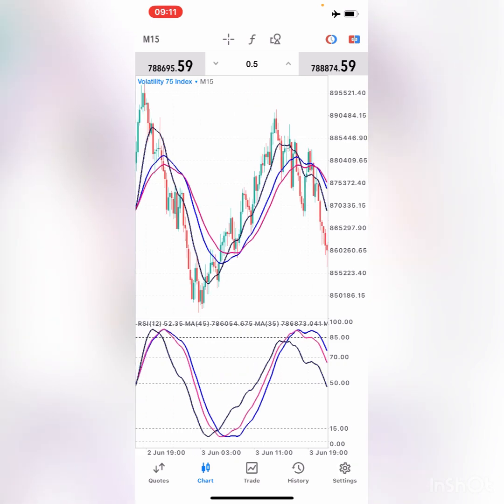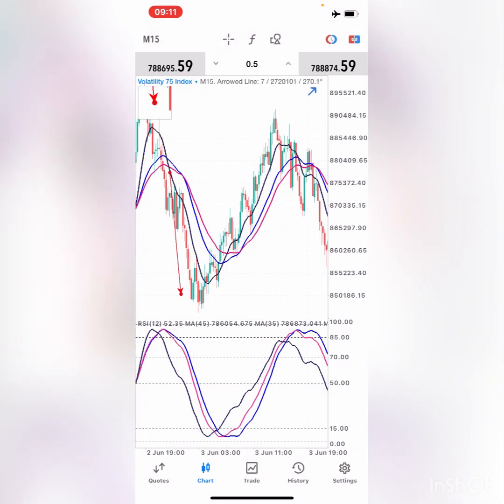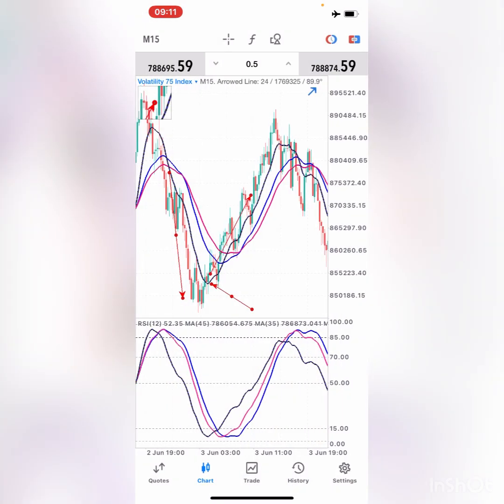Okay, so let me start with an example right here. Price was falling, as you can see. Price was falling like this, and then we got to a point where our candlesticks crossed our black line right there, and then started moving upwards, but they crossed right there.